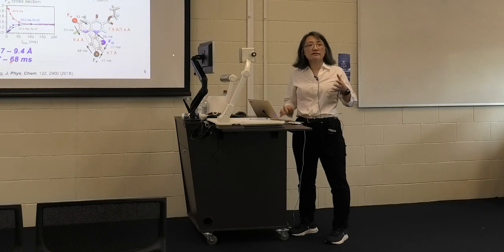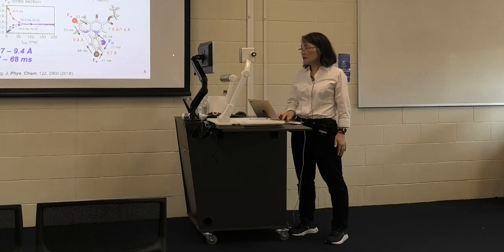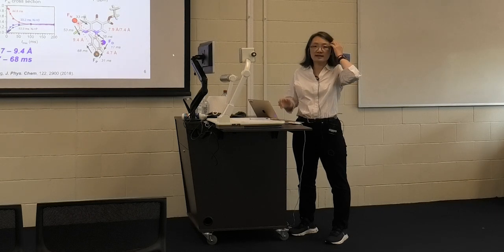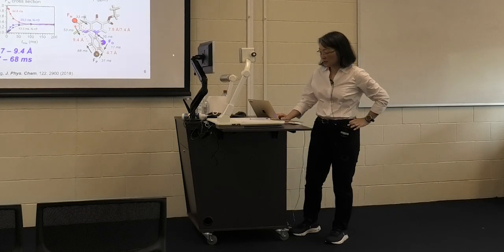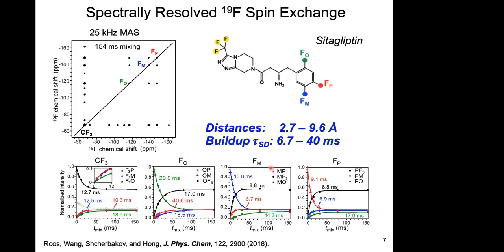If you do a carbon version of 2D DAR, it would take much longer to see anything at about 9 angstrom. You may not even see it within the T1 relaxation time. So this is what's nice about fluorine: because fluorine's gamma is bigger, the dipolar coupling is stronger. All right, so I do the same thing for a different small molecule.